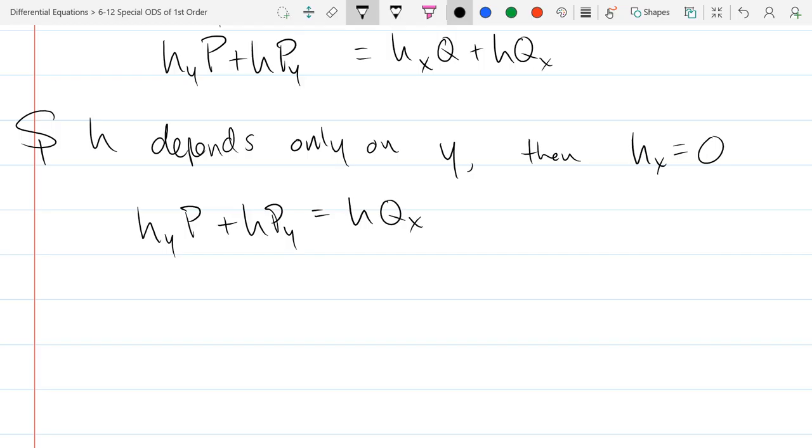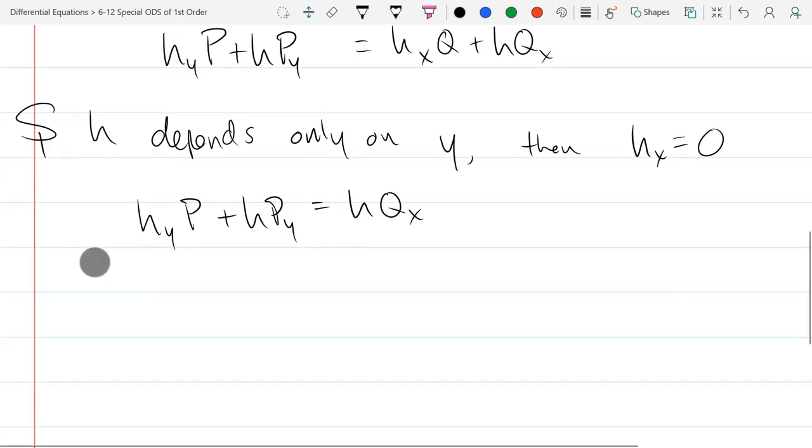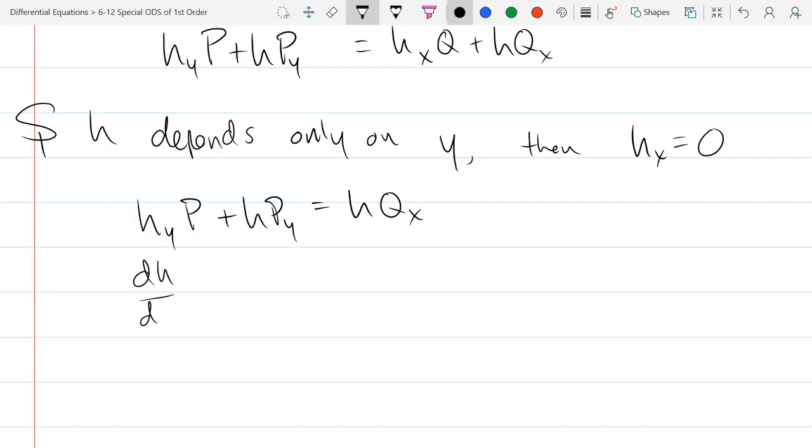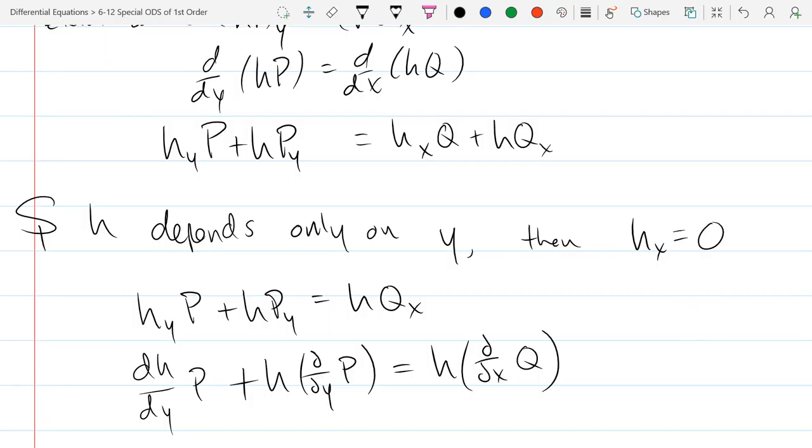h Q_x. And rewrite h_y as dh over dy, dy P. I'm just rewriting our derivative notation. I am writing a partial derivative, curly d, and regular lowercase d on purpose in those spots.